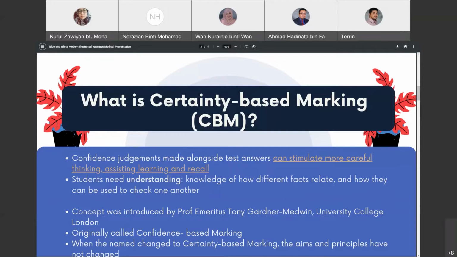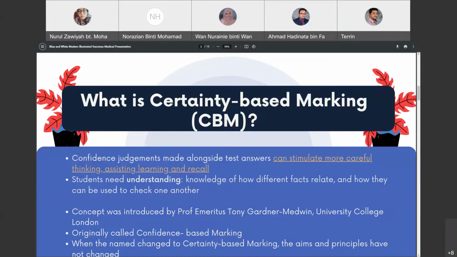So students need understanding, the knowledge of how different facts relate and how they can be used to check one another. I have two colleagues here from SDS, and one of them asked, can this be applied to chemistry? Of course we can, because everything that we teach has some facts in the course, and CBM is just a means to see whether they really know what they are learning, or they are just doing rote learning, going through the motions, Googling and pasting the answers and so on.